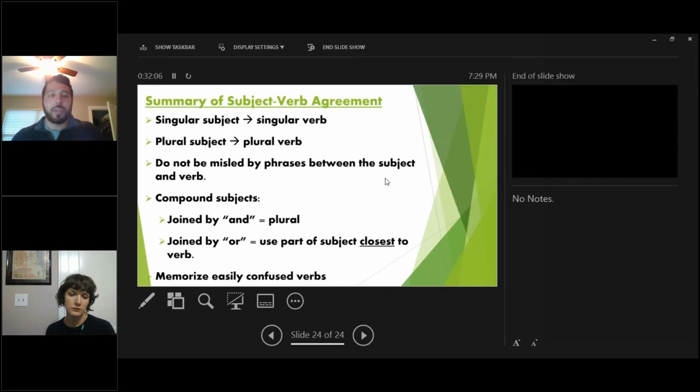And so we don't want to be misled by phrases between the subject and the verb. Like I said, a lot of times you need to just cover up those words, identify the subject, identify the verb, and then make sure they agree based on whether they're singular or plural. And the rule for compound subjects, if they're joined by and, then you need a plural verb. If they're joined by or, then you're going to use the part of the subject closest to the verb to determine whether it's singular or plural.